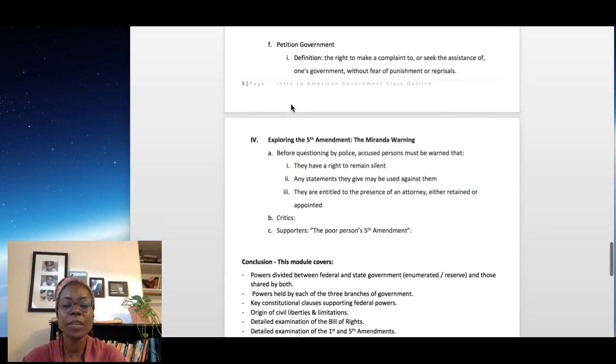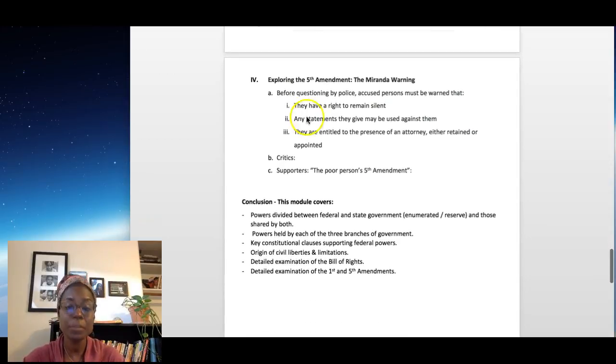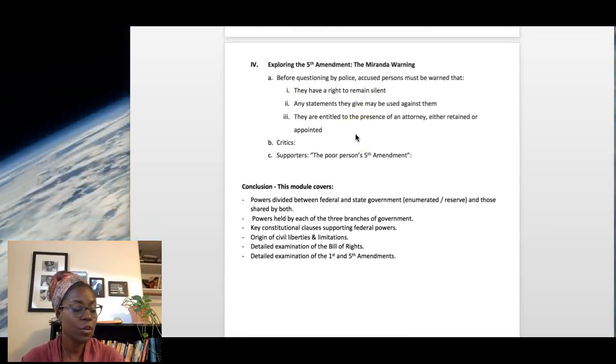Now, we're also going to spend just a little bit of time exploring the Fifth Amendment. And one reason that we're going to do that is because the Miranda warning is actually an explanation of and supposed to be in support of the Fifth Amendment. So the Miranda warning is the statement that the police have to either read or verbally articulate to anyone whom they are putting under arrest.